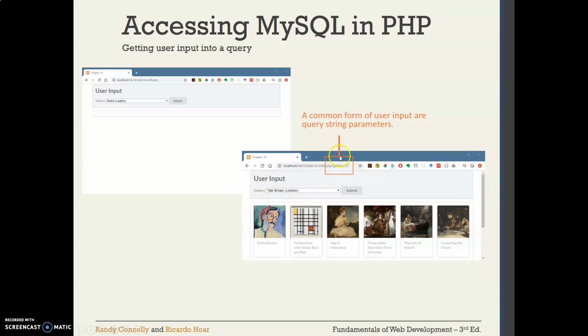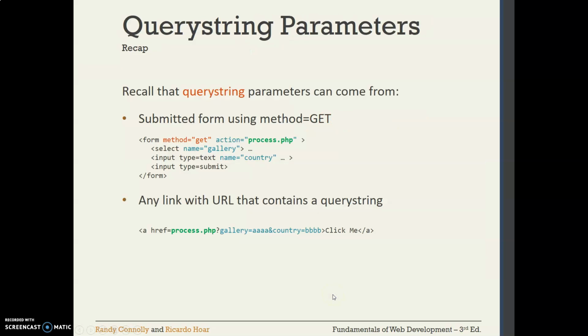Well, look at this. It's a query string. And this is really, really common. A common form of user input is to make use of query string parameters. Recall that query string parameters can come from generally two different places. They can come from a submitted form that uses method equals get, or it can be a link with a URL that contains a query string.